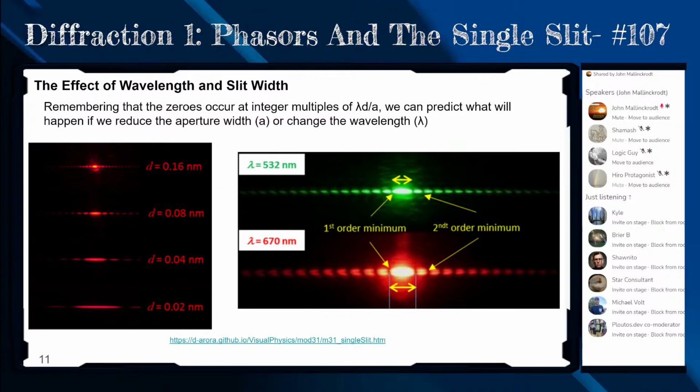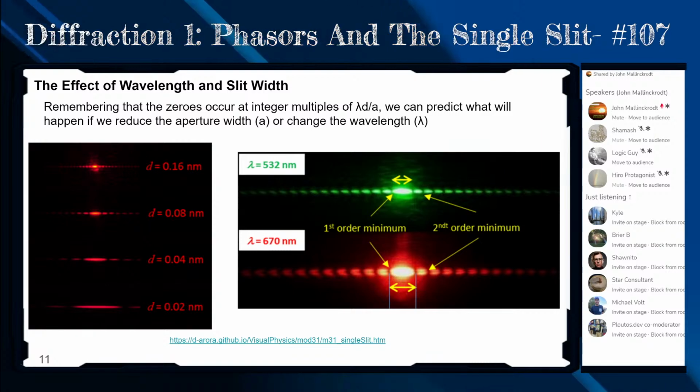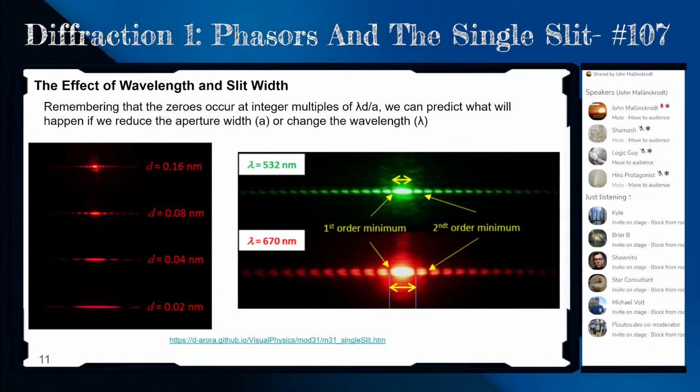And then the picture on the right shows the effect of wavelength. It shows using a green laser, a 532 nanometer laser, and a 670 nanometer red laser. You can see that the central maximum is slightly larger at 670 nanometers for the same aperture than it would be for 532. That's because the size of the central maximum is directly proportional to the wavelength. If you make the wavelength larger, the central maximum gets larger.